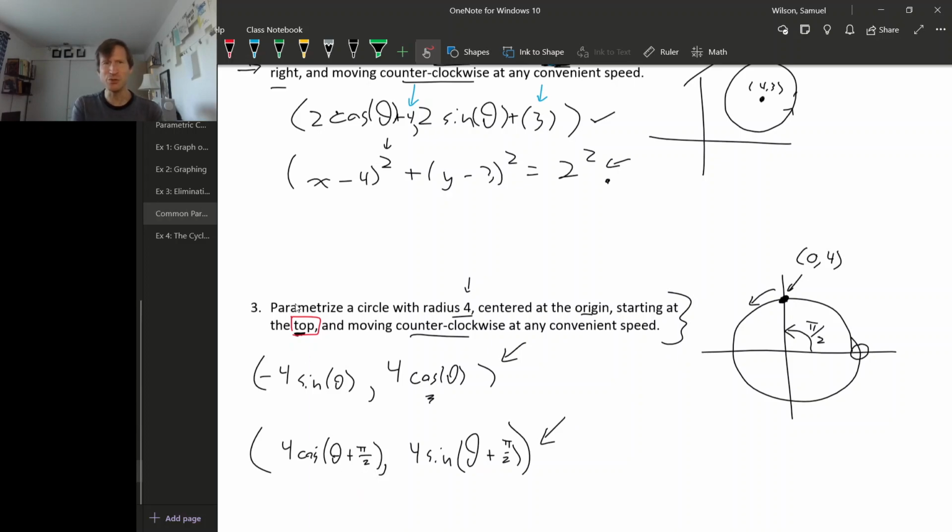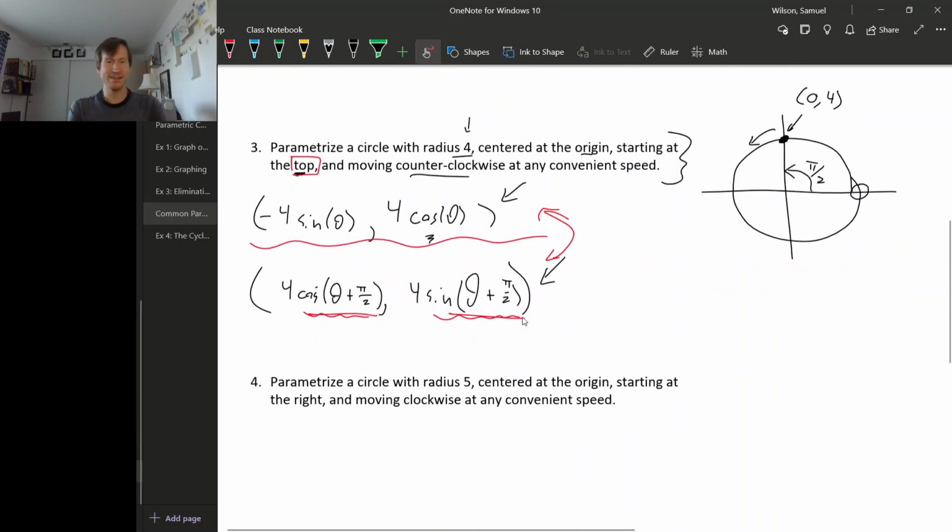In fact, if you use the addition formula for cosine and sine to expand these two trig functions, and then you do as much simplifying as you can, what you get is the first way that we parametrized the circle. So really these are the same, they just look different.